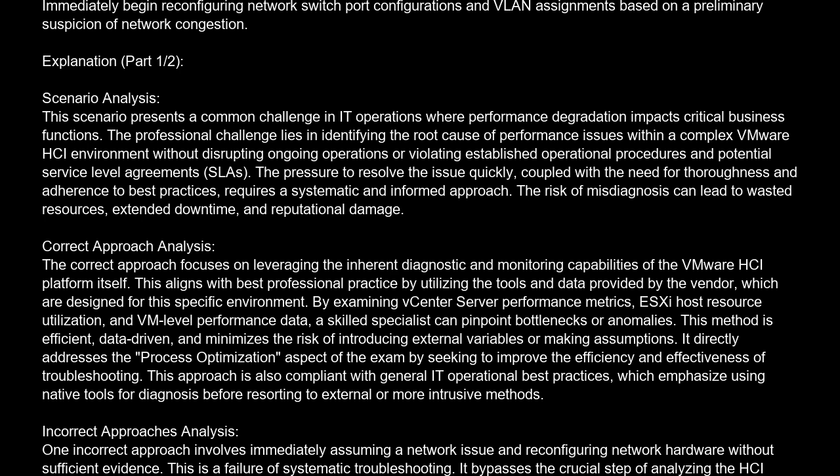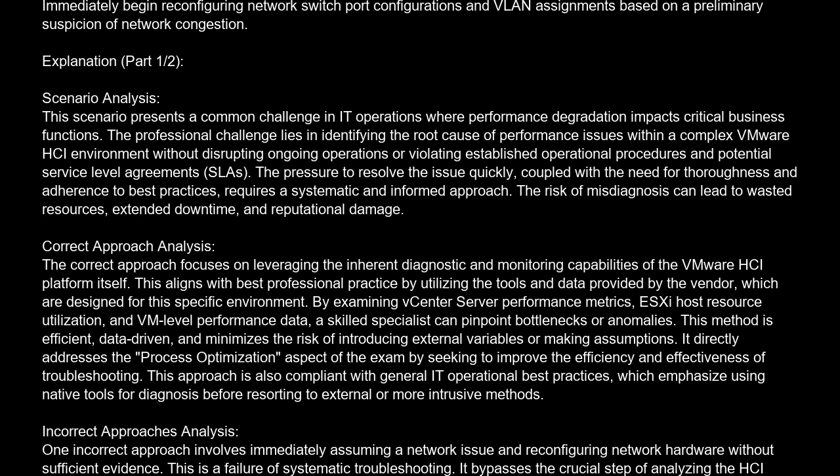It directly addresses the process optimization aspect of the exam by seeking to improve the efficiency and effectiveness of troubleshooting. This approach is also compliant with general IT operational best practices, which emphasize using native tools for diagnosis before resorting to external or more intrusive methods.